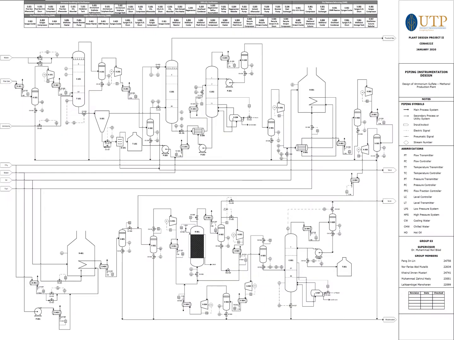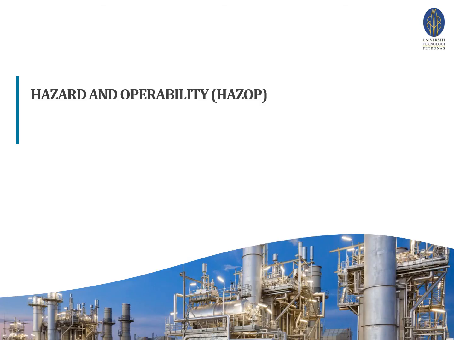This is our complete PID. The next section of this presentation will be the HAZOP and operability HAZOP. For this part, we will look into how to operate 3 nodes in our plant design. We will look into one different example parameter for each node in our next slide.